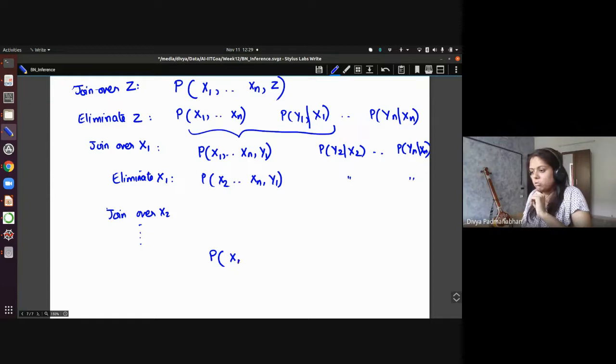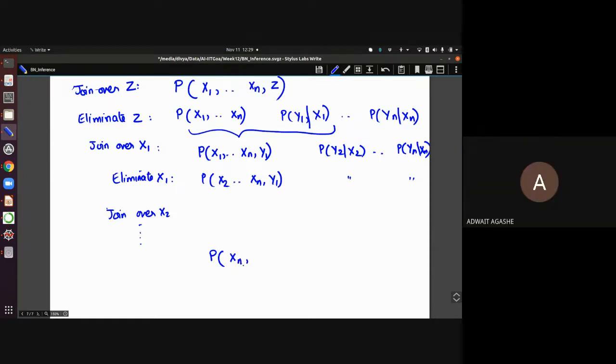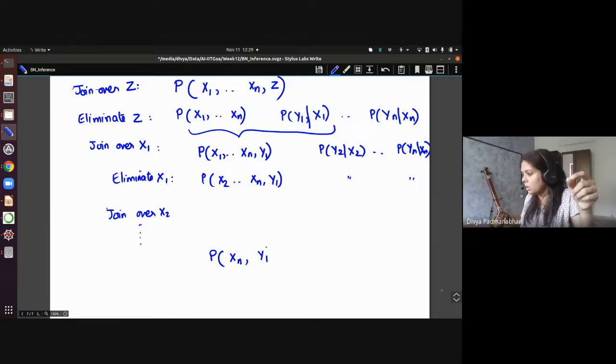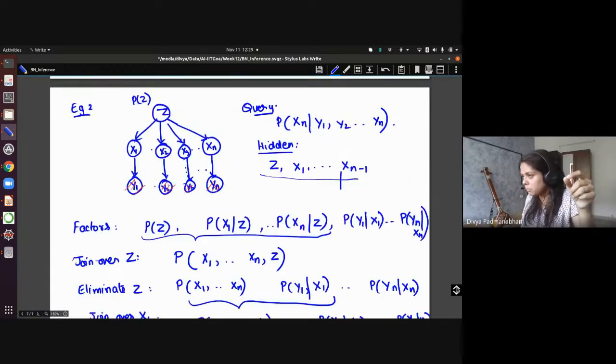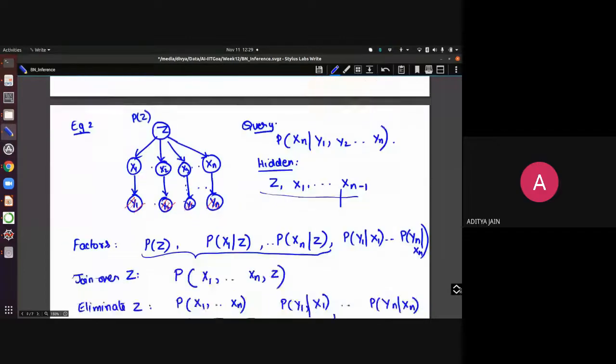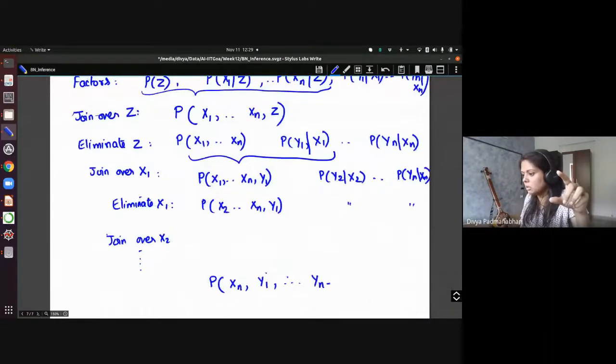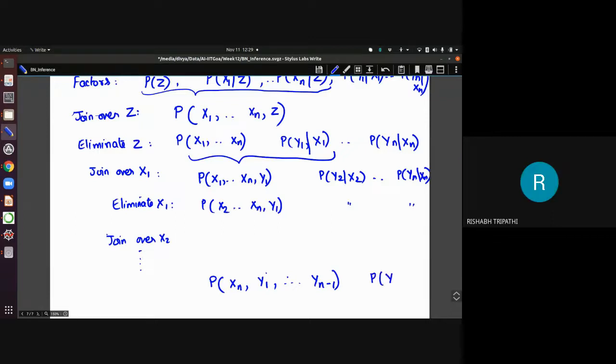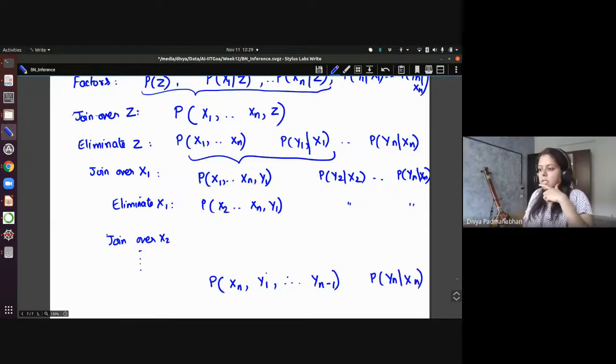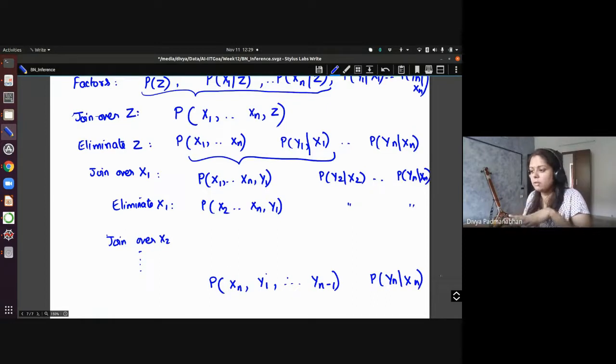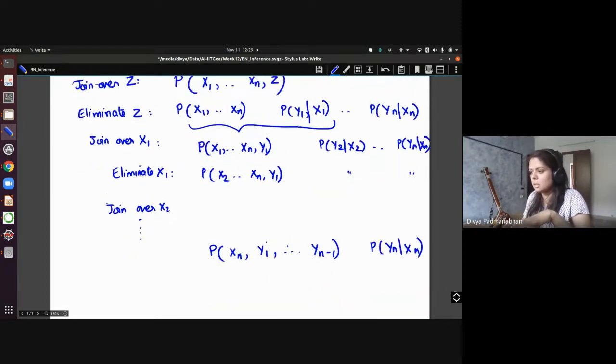So you'll get p of xn joined with y1 up to y of n minus 1. Can you say that again? I just didn't catch it. Y1 up to n minus 1. And what else? P of yn given xn. Okay, so now you have eliminated all the hidden quantities.